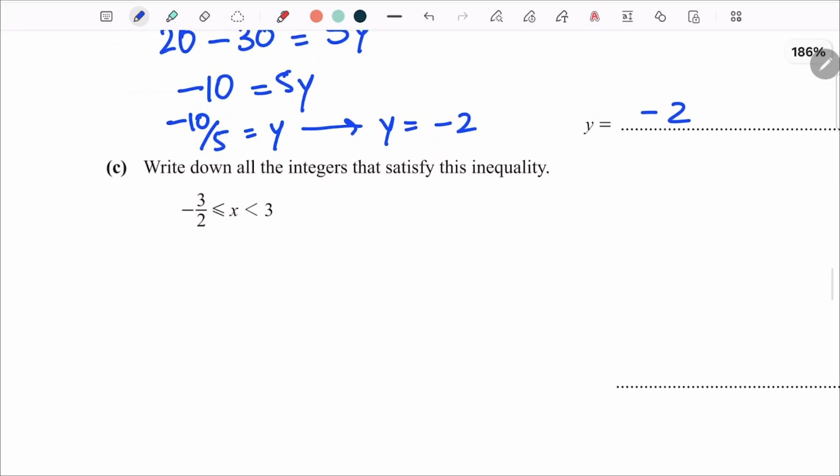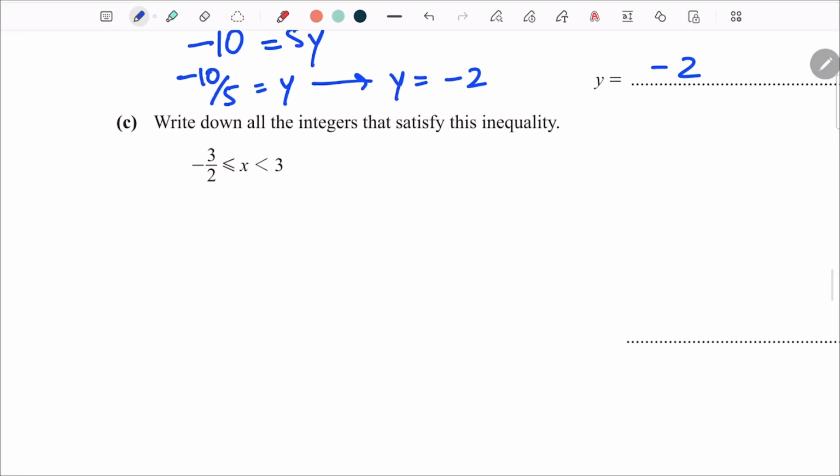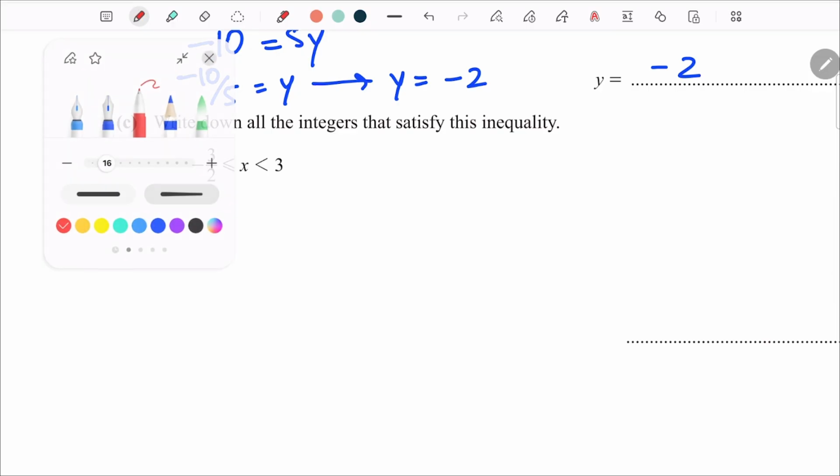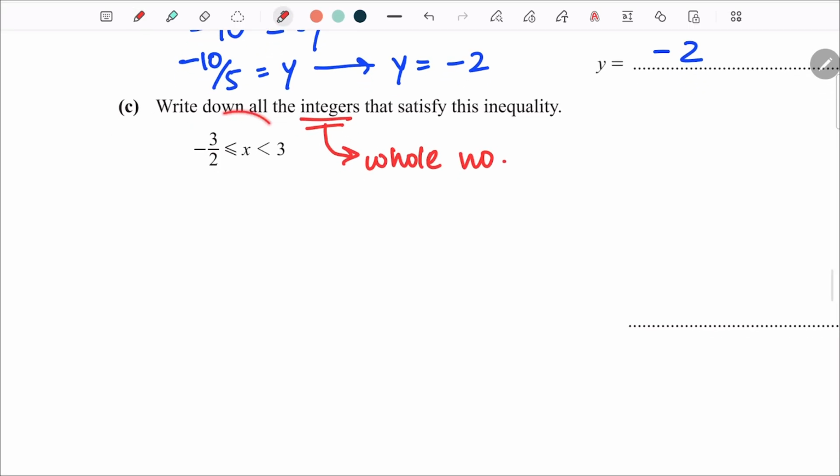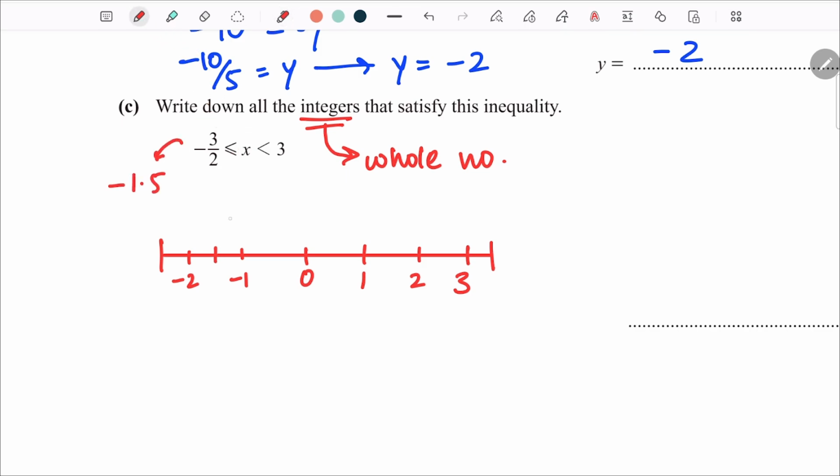Part C, write down all the integers that satisfy this inequality. So integers are basically whole numbers. Whole numbers mean non-decimal numbers. If I illustrate this inequality on the number line, negative 3 over 2 is basically negative 1.5, and that is going to lie right here. Now the inequality states that x is greater or equal to negative 1.5.